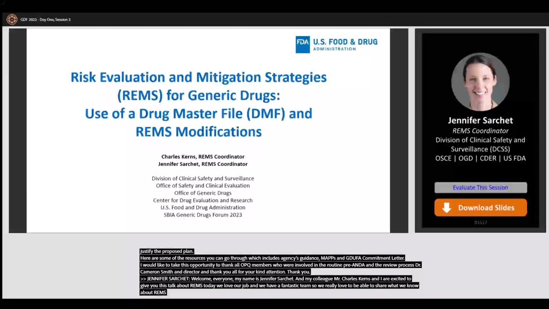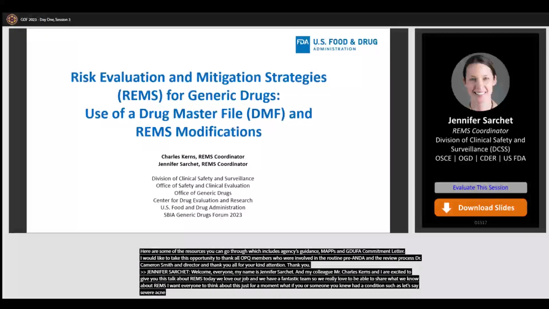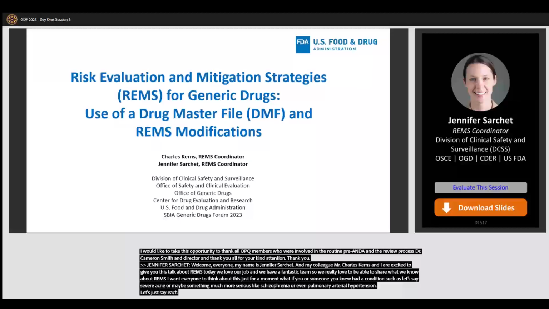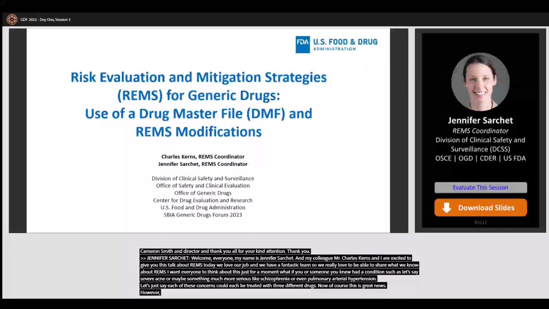What if you or someone you knew had a condition such as, let's say, severe acne, or maybe something much more serious such as schizophrenia, or even pulmonary arterial hypertension? Now let's just say each of these conditions could each be treated with 3 different drugs. Now of course this is great news. However, there is one problem. Each of these drugs has very serious safety concerns. Safety concerns so serious that it's questionable if these drugs should even be available on the market.